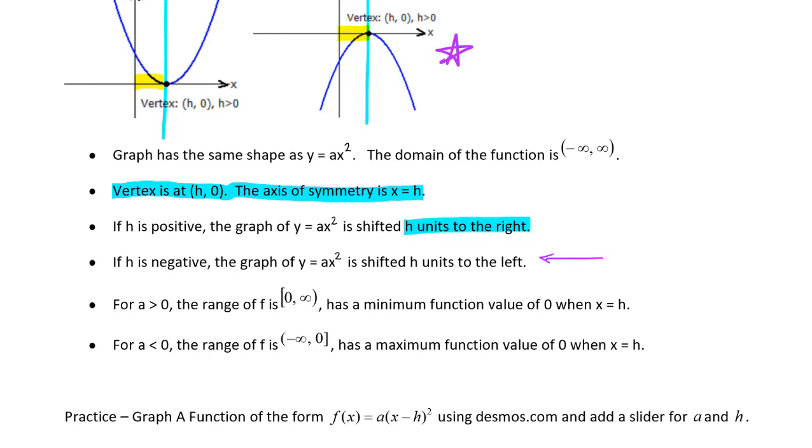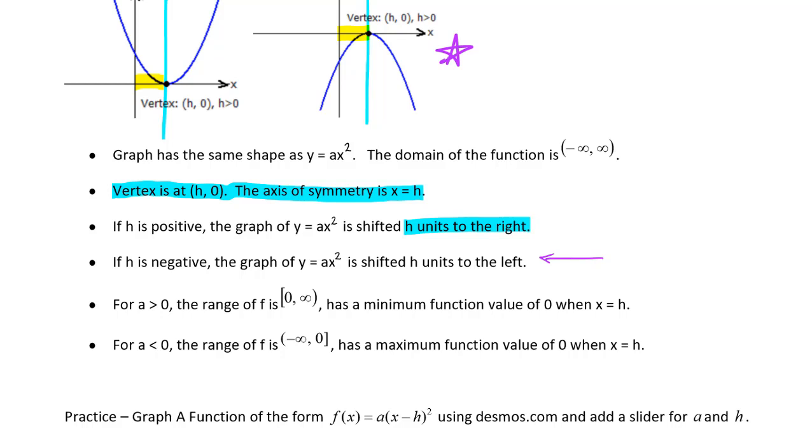And then finally, we have two more statements. For a greater than 0, the range of f is 0 to infinity and has a minimum function value of 0 when x equals h. And for a less than 0, the range of f is from negative infinity to 0 and has a maximum function value of 0 when x equals h.